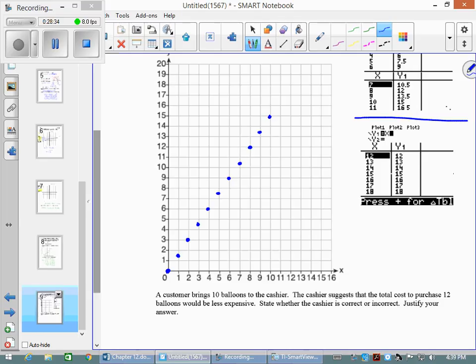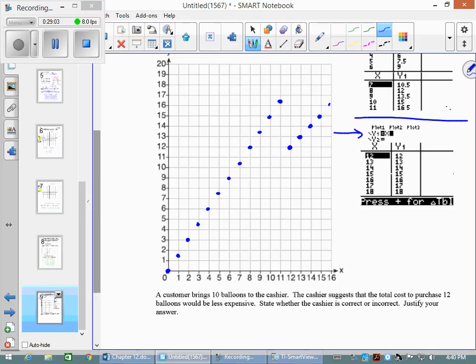Now, if we start at 12 balloons, now we're looking at this function, which is just f of x equaling x. So if x is 12, y is 12. So I'm going to start with the point 12, 12. And I'm going to go up 1 over 1 because my slope is positive 1. And I'm just going to go until the graph runs out. So that was what you needed to do to get full credit on the graphing part of this question.